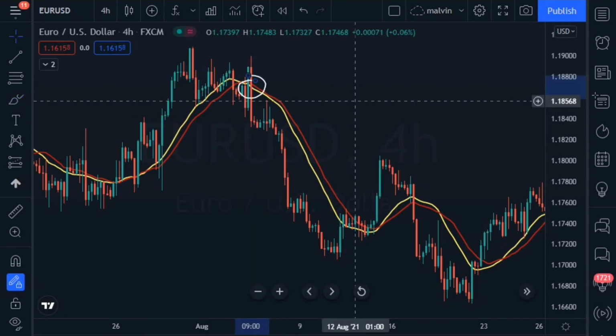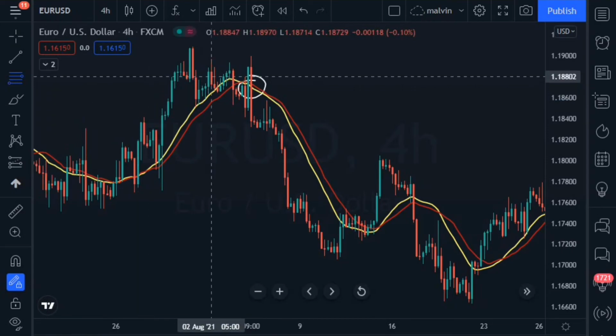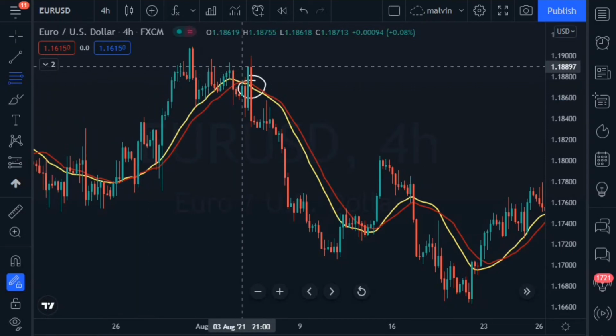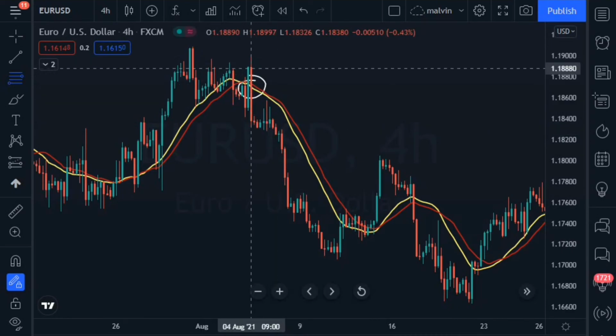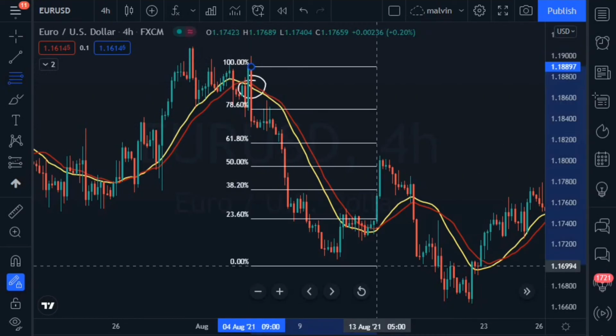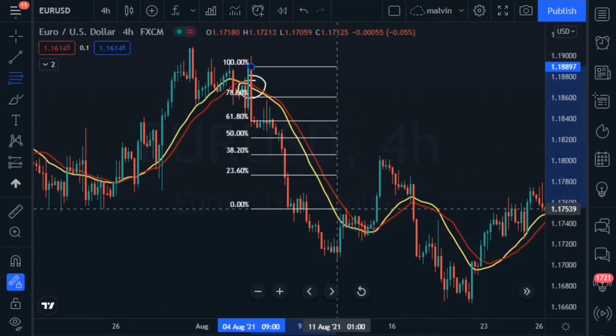The second thing we need to know is, where are the retracements in the market? So let's add in the Fibonacci retracement from the beginning of the trend. So where is the beginning of the trend? Right here, this point here. This is the beginning of the trend. So we add that and we draw it to whatever point you are in the market.